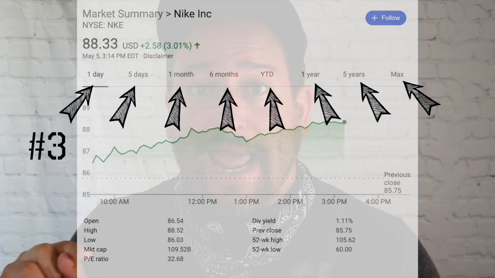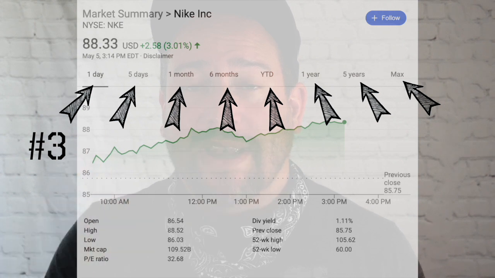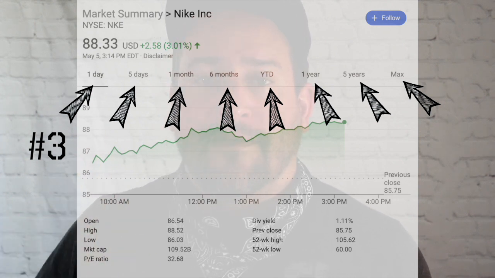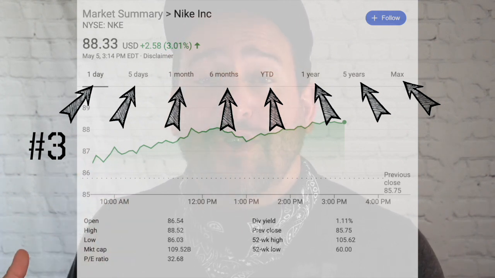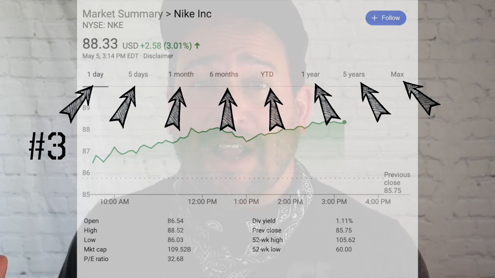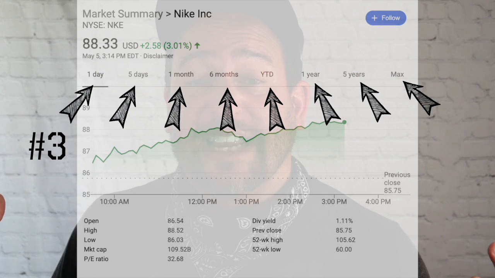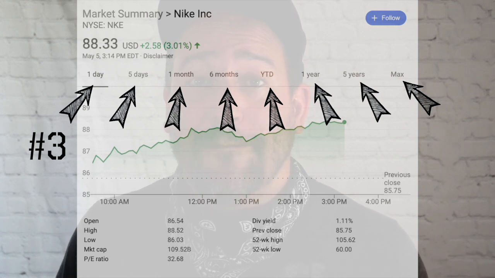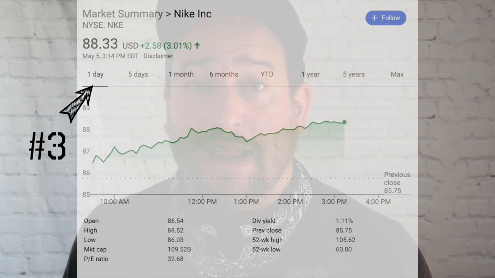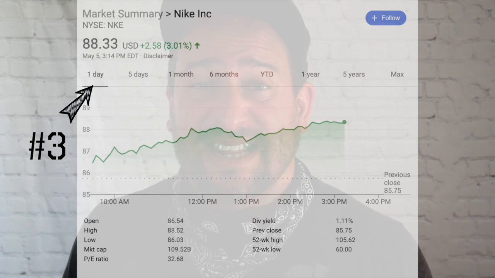Now the time periods that are listed below say 1 day, 5 day, a month, a year, 5 years, and so on. That's so you can get a look at the chart. If you click on one of those buttons, it's going to show you how well the stock has done. If it's in green, that means that the stock is doing better over that period of time. So looking at our 1 day, it's showing us that the stock is doing better.